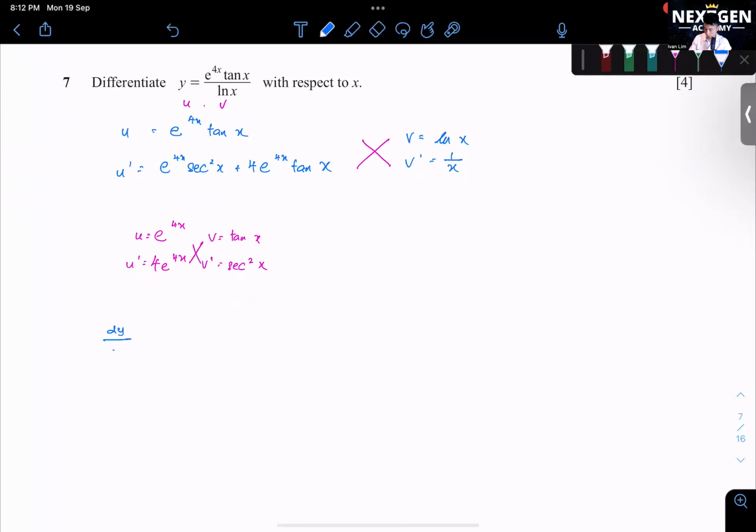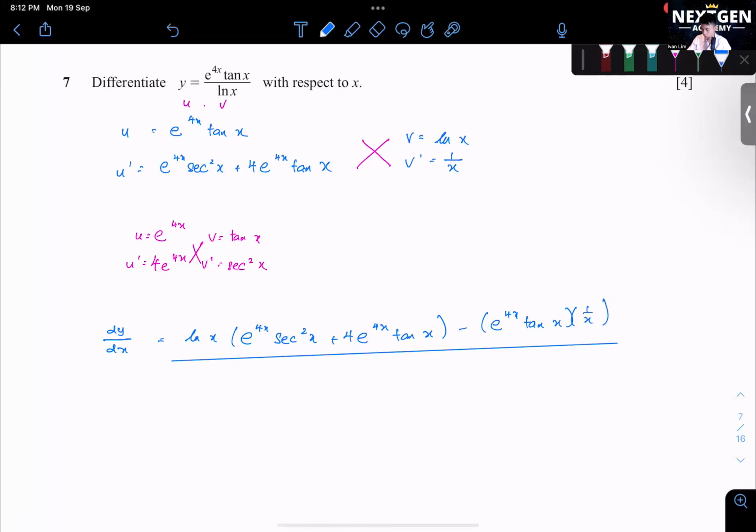Which you will get dy over dx. This is quite long. dy over dx, u prime v minus u v prime over v squared. Which you will get ln x times e 4x secant square x plus 4e 4x tangent x, minus e to the power of 4x tangent x times 1 over x, over ln x squared.